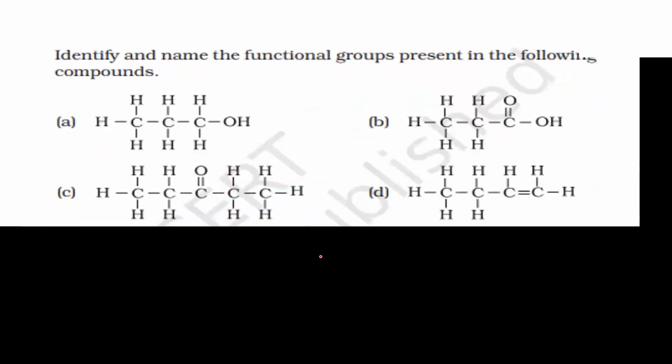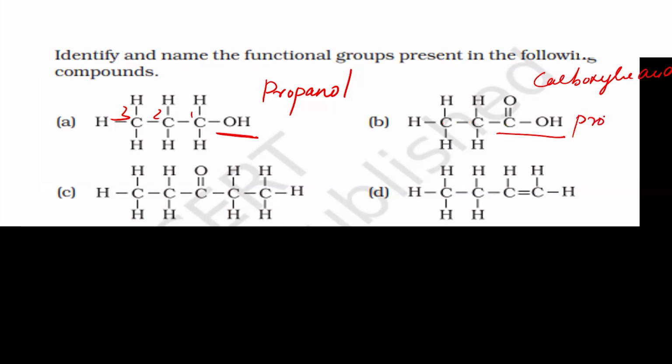Okay, yes. So identify and name the functional group present in the following compounds. The first one, OH is a functional group, and this is 1, 2, 3, propanol. Alcohol is named with the suffix -ol. And the second one is C double bond OH. This is a carboxylic acid. And how many carbons? 1, 2, 3 carbons. So this is propanoic acid.